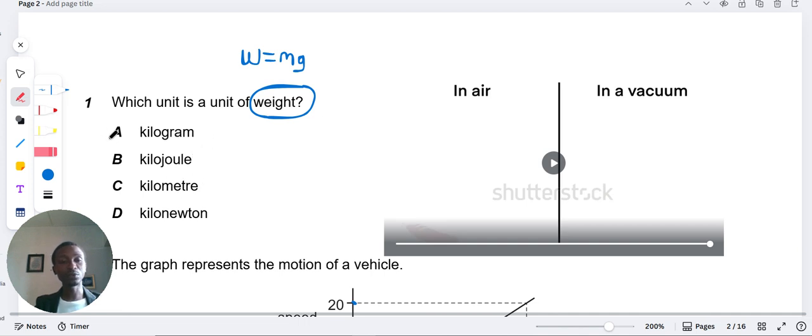Then in the options, option A will be incorrect because kilogram is a unit of mass. Option B will be incorrect because kilojoule is a unit of energy. Option C is also incorrect because kilometer is a unit of distance. So the correct option is option D, which is kilonewton. Okay, now let's move to the second question.